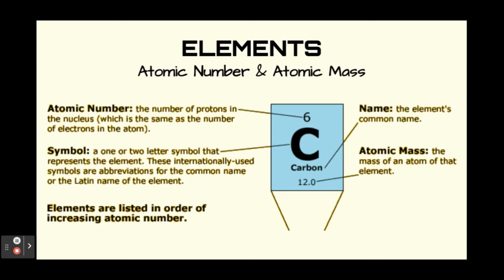So the atomic number is the number of protons there is, and in this case it's 6. So carbon has 6 protons. That means you already know it has 6 electrons as well. Then we have the symbol. This is the chemical symbol, so it's kind of this letter.